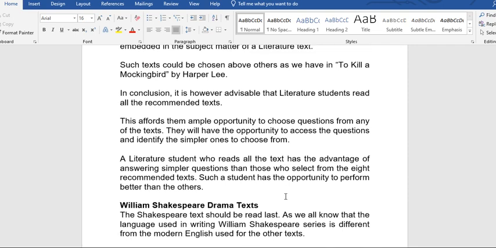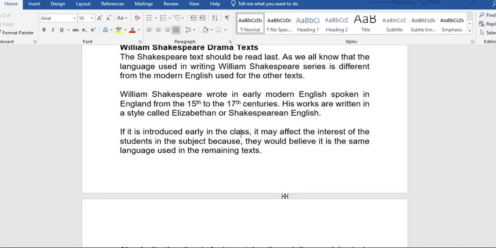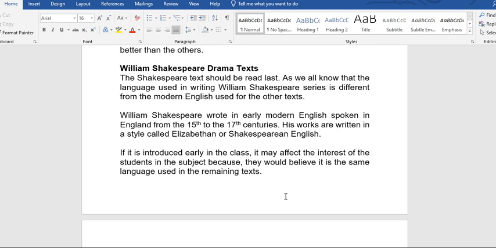Now let's go to the William Shakespeare drama text. The Shakespeare text should be read last. Why? As we all know, the language used in writing William Shakespeare's works is different from the modern English used for the other texts. William Shakespeare wrote in early modern English spoken in England from the 15th to the 17th centuries.